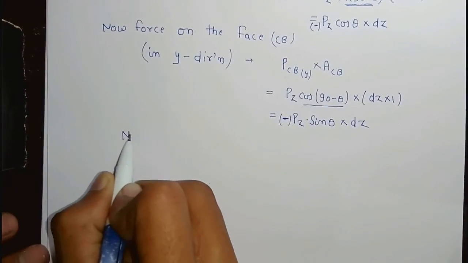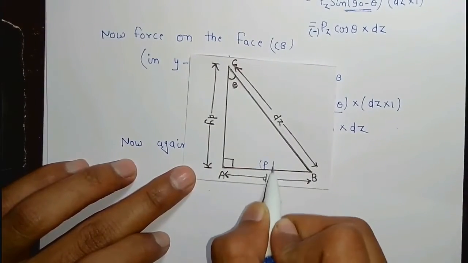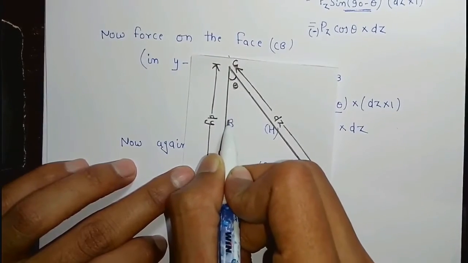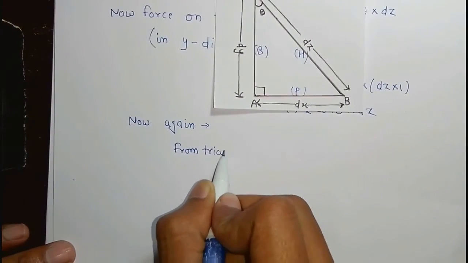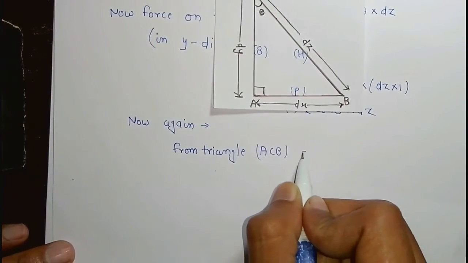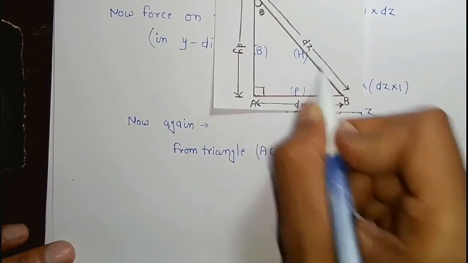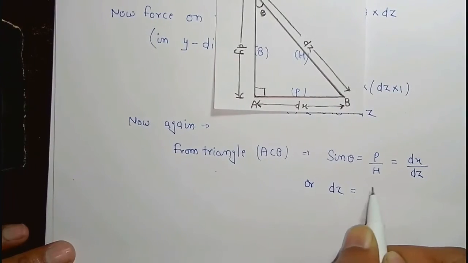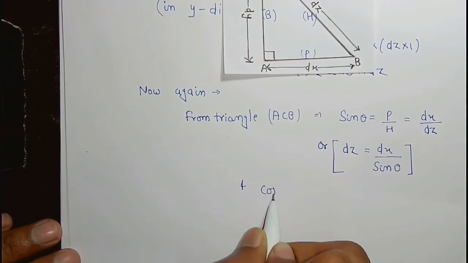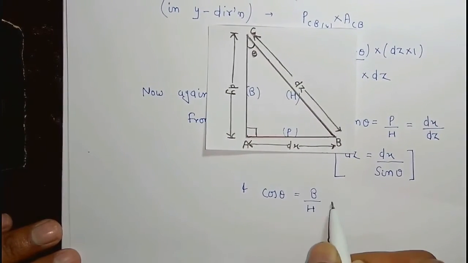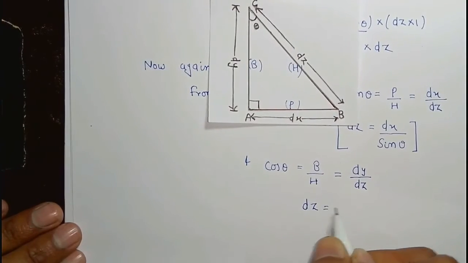Now again from triangle ACB, if theta, then this will be perpendicular and this will be hypotenuse and this will be base. From triangle ACB, sin theta is equal to perpendicular by hypotenuse is equal to dx divided by dz, or we can write dz is equal to dx divided by sin theta, and cos theta is equal to base divided by hypotenuse, and base is equal to dy divided by dz, and dz is equal to dy by cos theta.